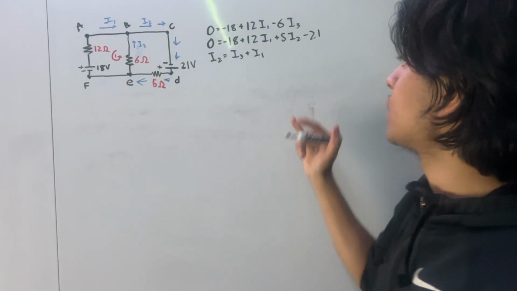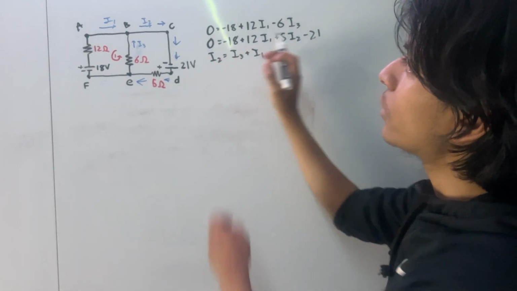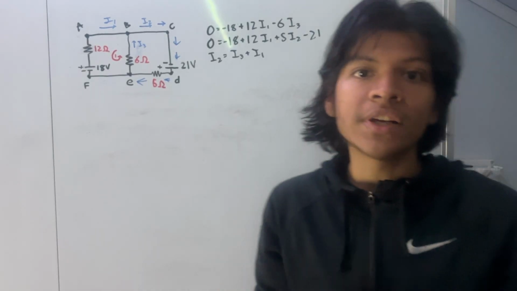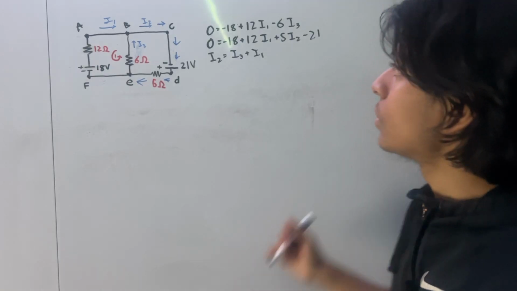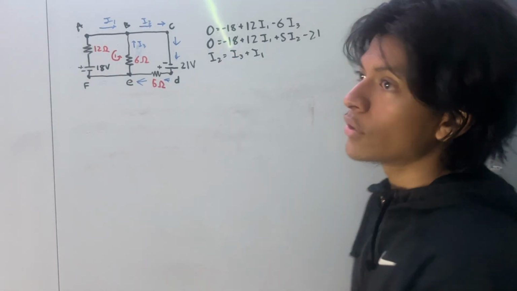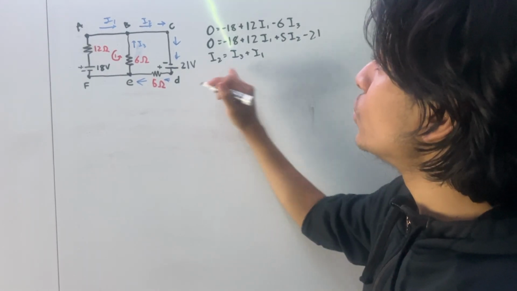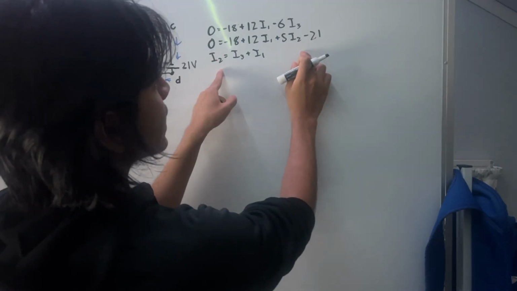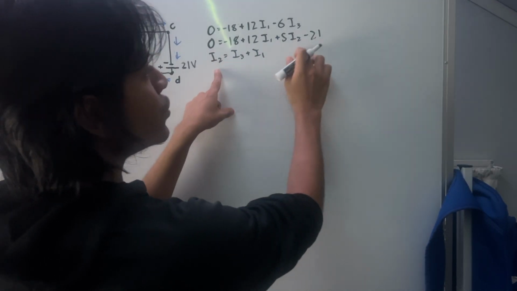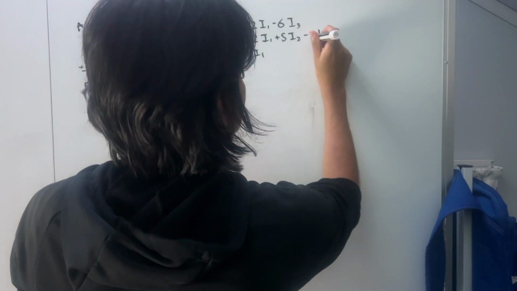Okay, so here I just cleaned up the board. I just put our equations up here. And now at this point, it's just a bunch of algebra to solve for our different unknowns. So notice how for the junction rule equation, we already have I2 in terms of I3 and I1. So that means what we can do is that using the second equation, we can substitute I2 into that equation.